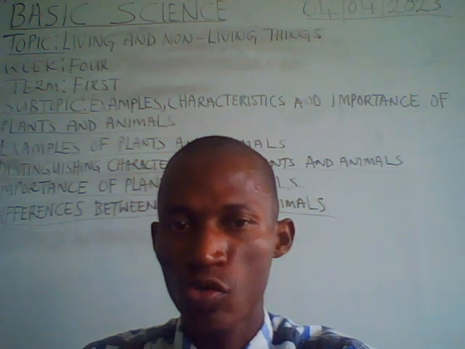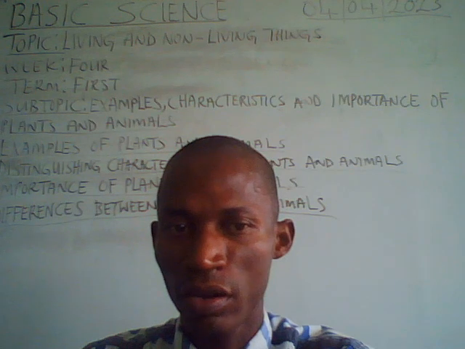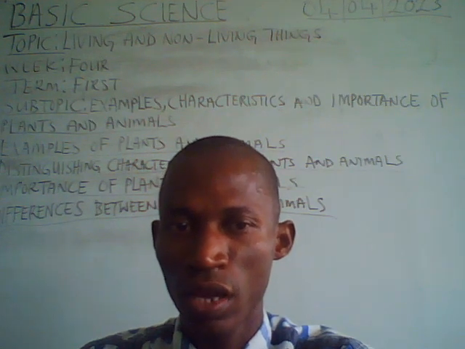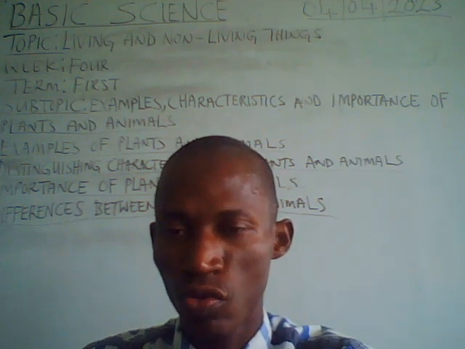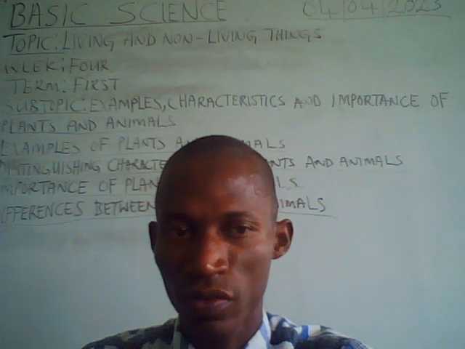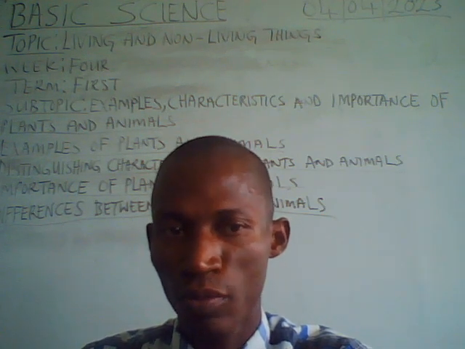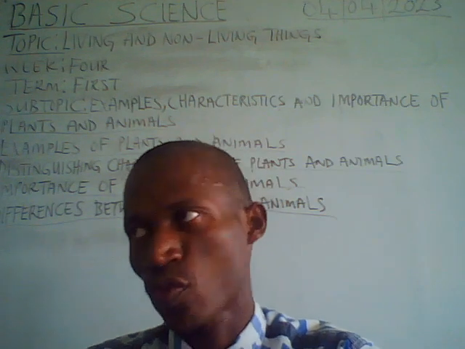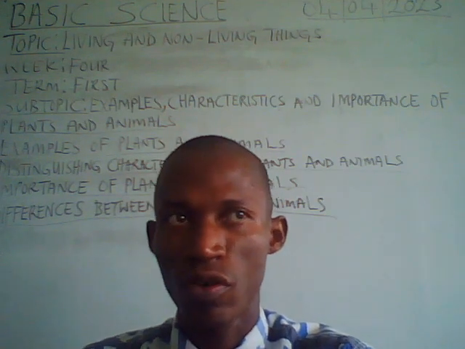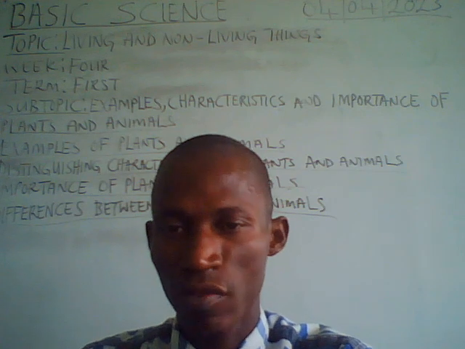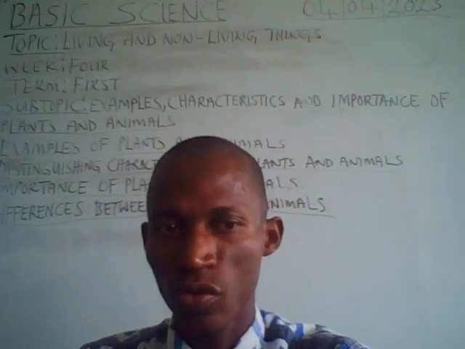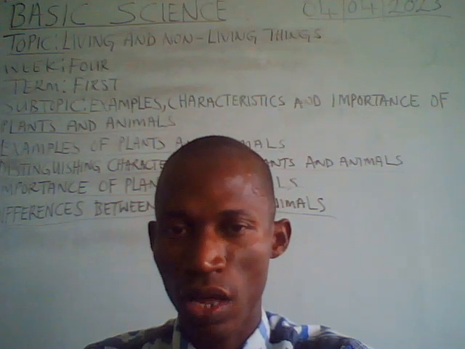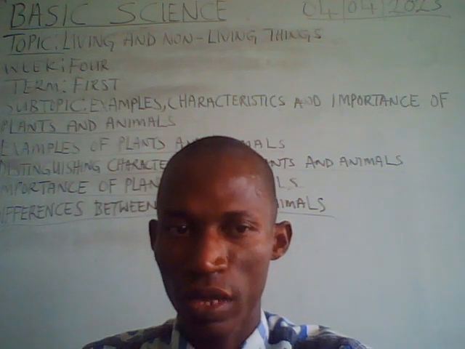On the other hand, most plants are fixed to the ground. They do not have to search for food. They manufacture their food through a process called photosynthesis. So animals can move and plants cannot move except by turning. They can turn to the direction of the water or to the direction of the sunlight. So this is one of the major distinguishing characteristics of plants and animals.